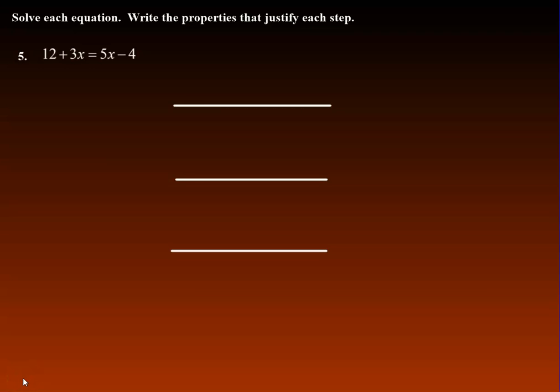Solve each equation. Write the properties that justify each step. So first thing we're going to do to solve this is we need to get x's to be on the same side. So I'm going to subtract 3x from both sides. You can subtract 5x, but it gets us x with a negative in front of it, and I like things to be positive. So if I subtract 3x from both sides, this cancels and bring down the 12. 5x minus 3x is 2x, and bring down the negative 4.